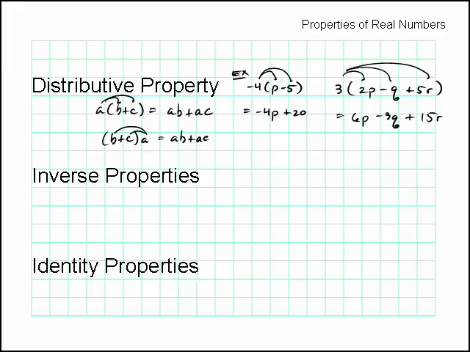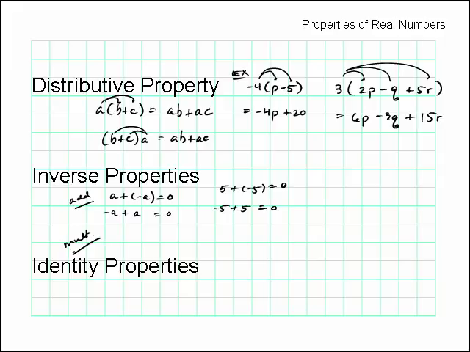Next is our inverse properties. We have one for addition and one for multiplication. For addition, we take a plus the opposite of a, we get back 0. Or if you reverse that, negative a plus a is 0 as well. Example would be 5 plus negative 5 equals 0. Or if you write it backwards, they equal 0 as well, doesn't matter.